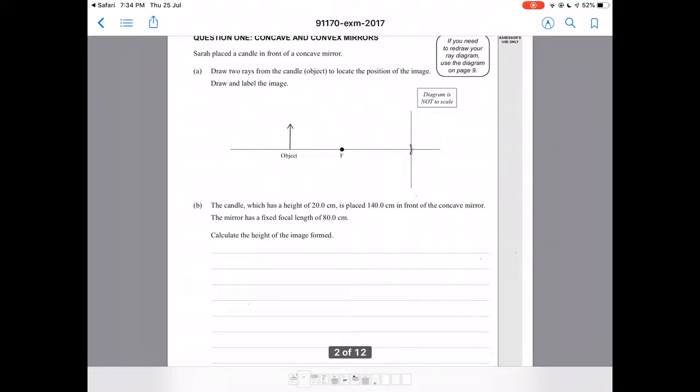So Sarah placed the candle in front of a concave mirror. Draw two rays from the candle object to locate the position of the image. Draw and label the image.